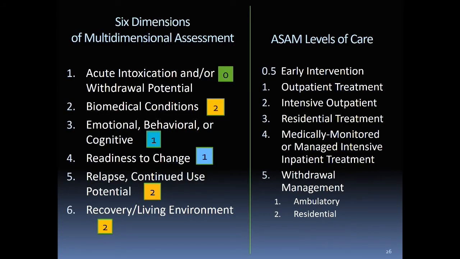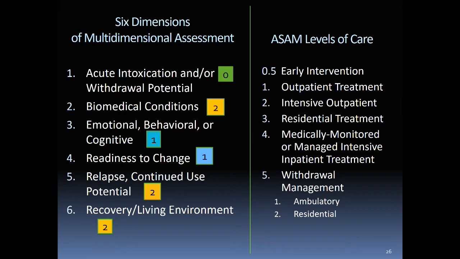And here we have a recap of the 6 dimensions of the multi-dimensional ASAM assessment. So for Dimension 1, we rated him a 0. Acute intoxication and or withdrawal potential. Remember, he's been in treatment for 3 weeks, and currently there is no immediate danger. For the second dimension, biomedical conditions, we placed him at a 2, moderate, due to the pain that he still suffers from due to the bicycle accident.